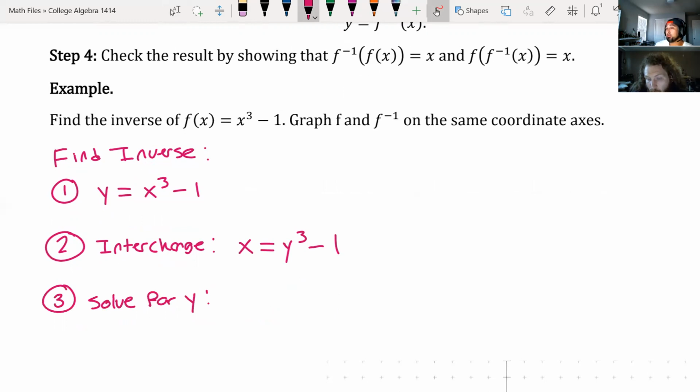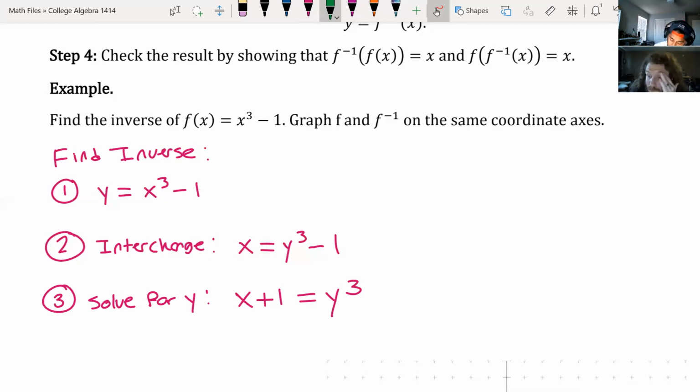Okay, so step 3, solve for y. Using the equation above, add that 1 over, you get x plus 1 equal to y cubed. And then to get y all by itself, what would you do to both sides? To get rid of the cube, you would cube root it. There you go.